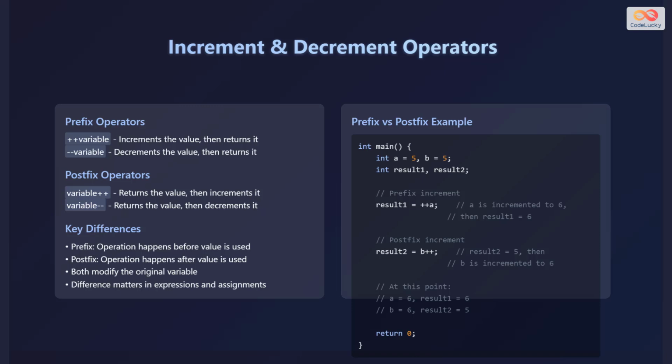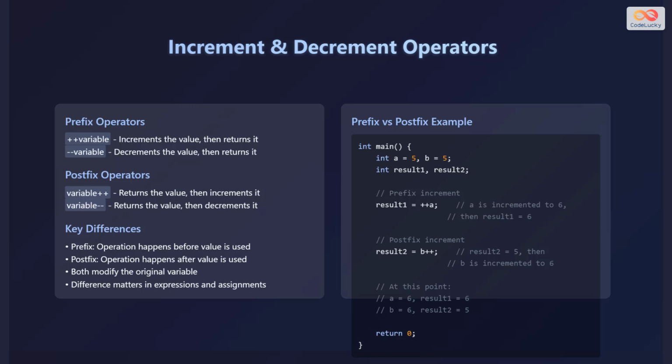Postfix operators, on the other hand, modify the variable after its value is used in an expression. Variable plus plus returns the original value, then increments the variable. Variable minus minus returns the original value, then decrements the variable. The key difference to remember is that the prefix operation happens before the value is used, while the postfix operation happens after the value is used. Both modify the original variable, and this difference matters in expressions and assignments.